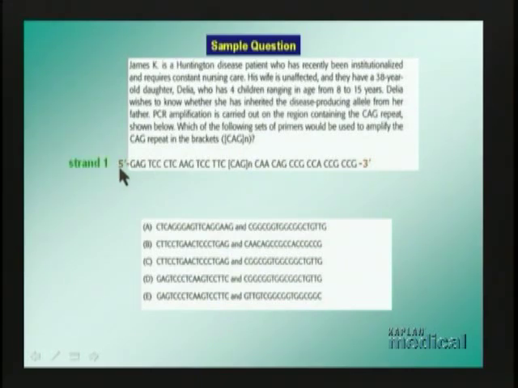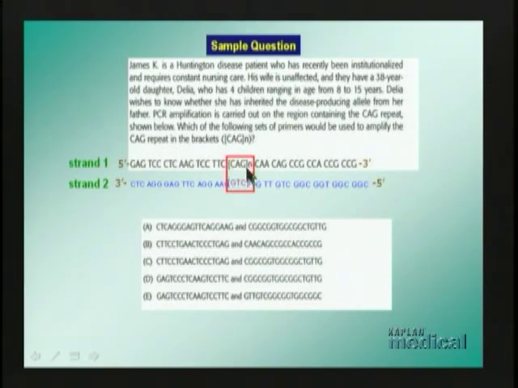So this is strand 1. Now, in double-stranded DNA, what would strand 2 look like? What strand 2 would look like is now shown for you here. This is strand 2, which is complementary and anti-parallel to strand 1. So now, what do we want to amplify here? What we want to amplify is shown in the brackets, this portion right here. We want to amplify the CAG repeat. So this is the CAG in strand 1, but in strand 2, it's CTG from the 5' end to the 3' end. So it's this part that we want to amplify.